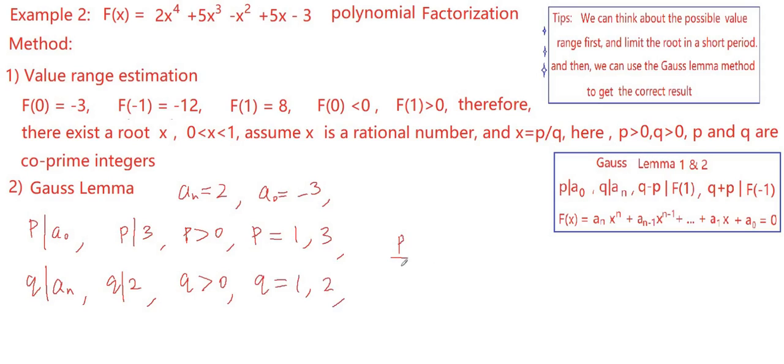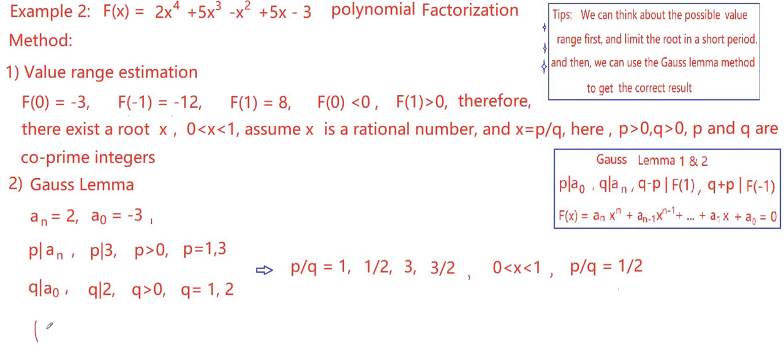That means p divided by q can only be 1, 1 divided by 2, 3 divided by 2. But we know x is less than 1 and greater than 0. So the only possible value would be 1 divided by 2. So we can only check if 1 divided by 2 is okay.